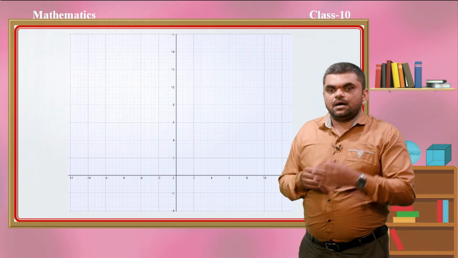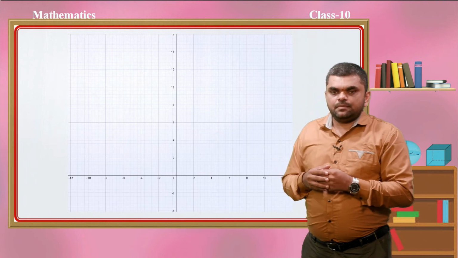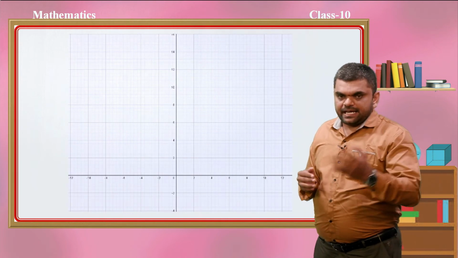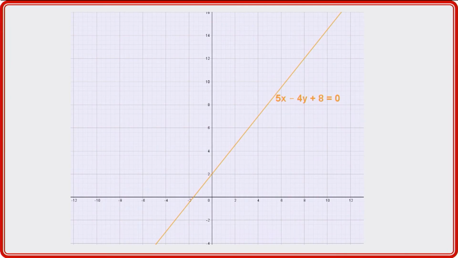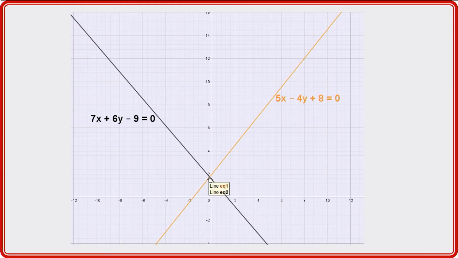Observe here, children, when I plot the same equations in a graph, it will become like this. This is the equation 5x minus 4y plus 8 is equal to 0, and this is the equation 7x plus 6y minus 9 is equal to 0. They both are intersecting at a point. That is the solution for the equations.